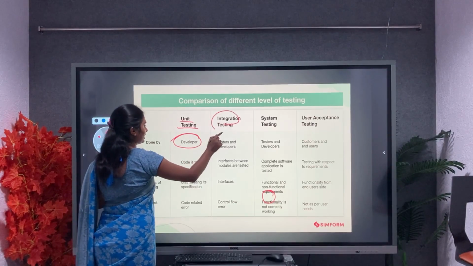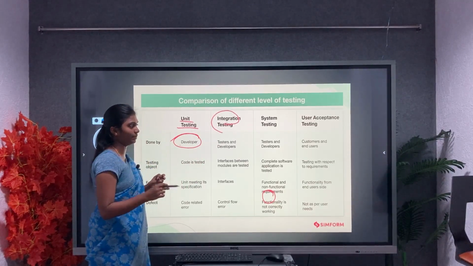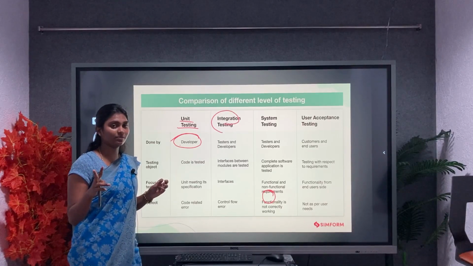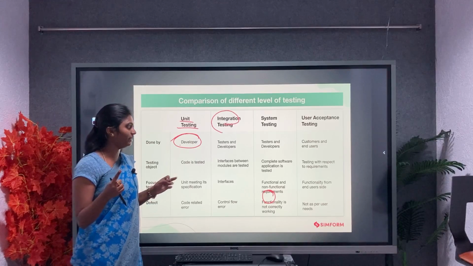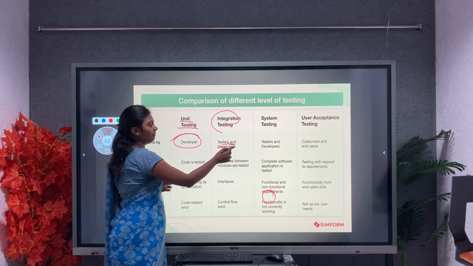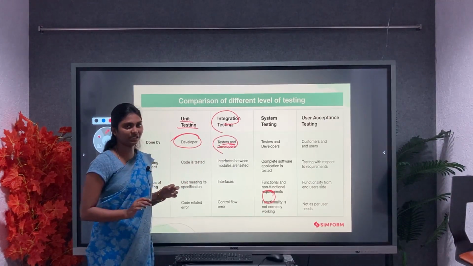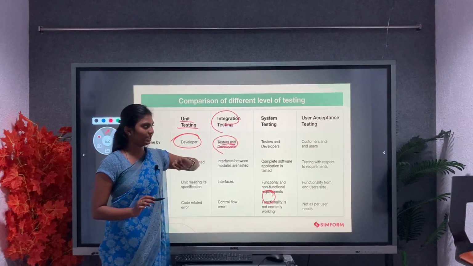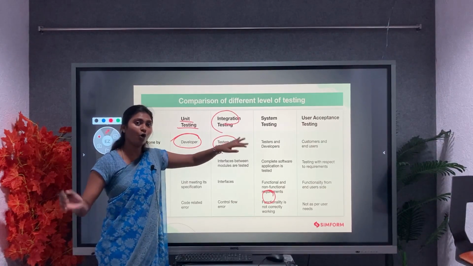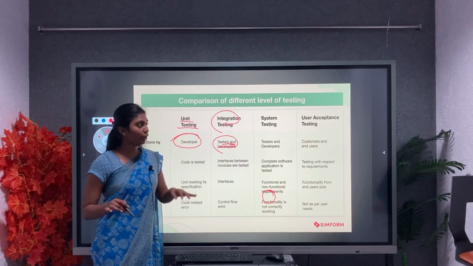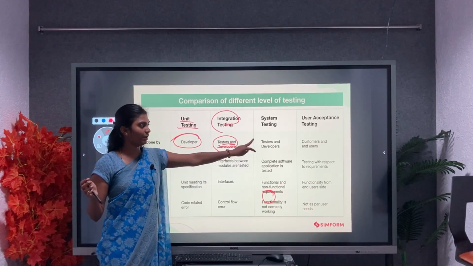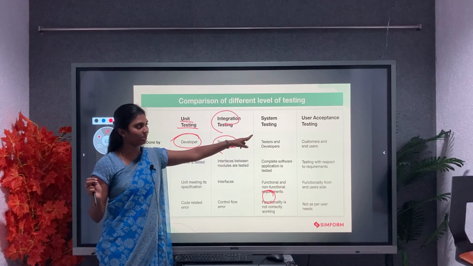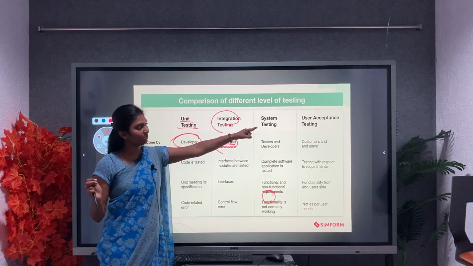Integration testing is done by testers and developers, because integration means two modules will integrate with another module, right? So the tester and the developer are involved in integration testing. Coming to system testing, the whole system is involved, so the information is huge. So testers and developers are responsible for system testing. Last, user acceptance testing.